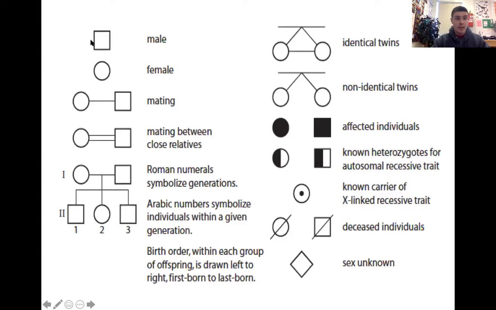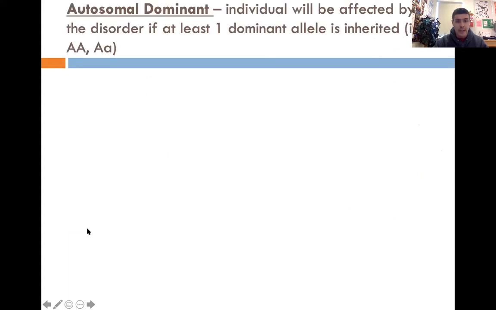So some key ones to highlight: males are squares, females are circles. If there's a line between two individuals, that means they had a mating. There's mating between close relatives. Yes, something that is frowned upon in breeding, but it did happen a lot in royal families hundreds of years ago in Renaissance times. Then we have Roman numerals that denote the generations, and regular numbers indicate individuals. So these would be two parents, male and female. They had 3 children in the next generation.